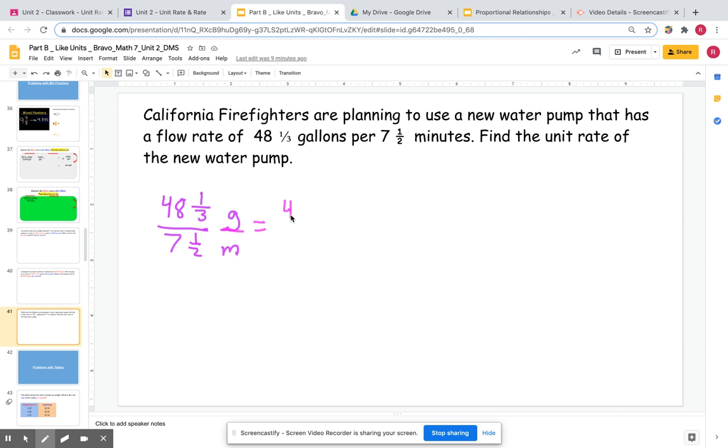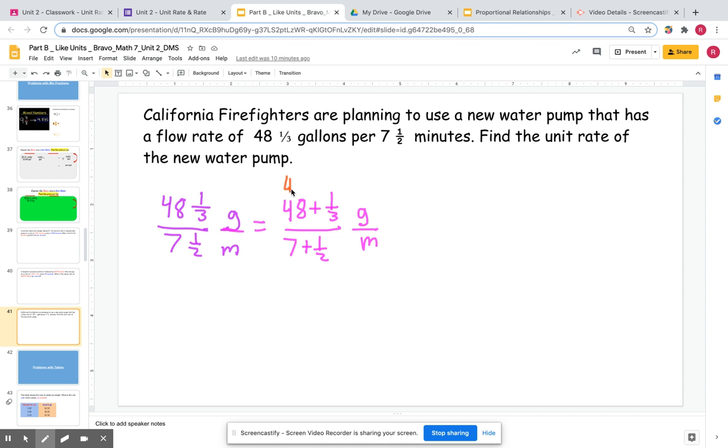The step requires you to split up your mixed fraction into an addition problem. So it's going to be 48 plus 1 over 3, over 7 plus 1 over 2. And we cannot forget the units. It's G over M. Now, at this point, you have to focus on either the numerator or denominator. We're going to focus on the numerator first.